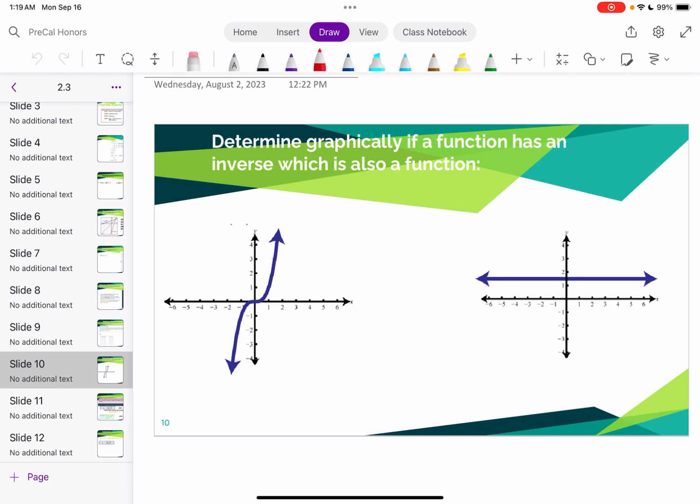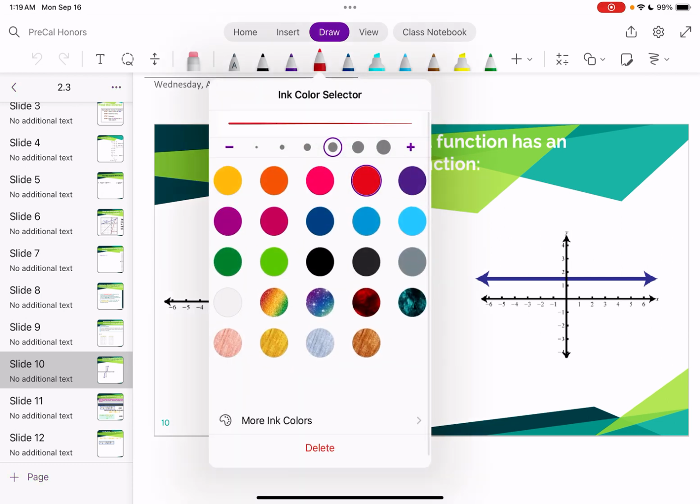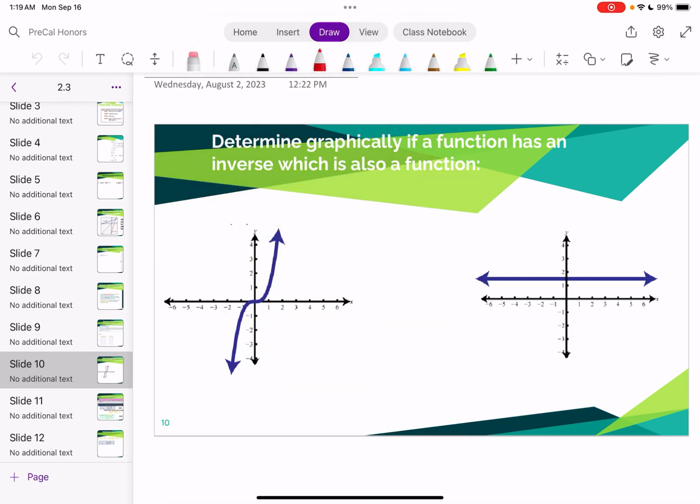So, as we go ahead and take a look at a graph, if we are looking at the original graph itself, how do we determine if a function has an inverse function? Well, generally, if it's just a function, we're going to go with f of x. We're going to do our vertical line test to determine whether it is a function or not. In this case, it is a function.